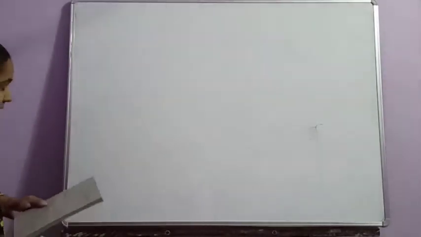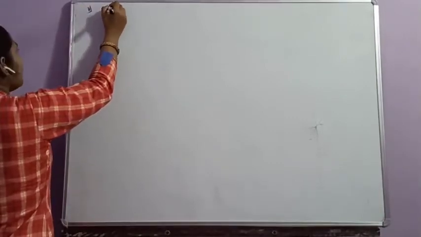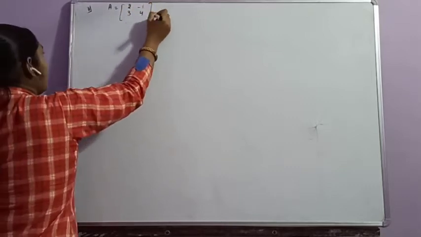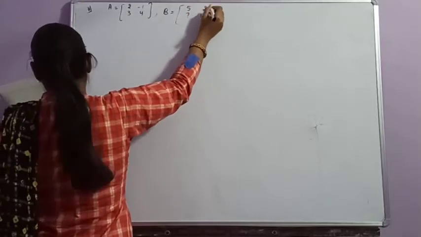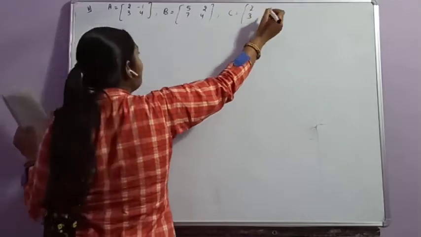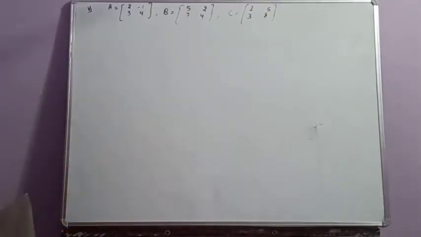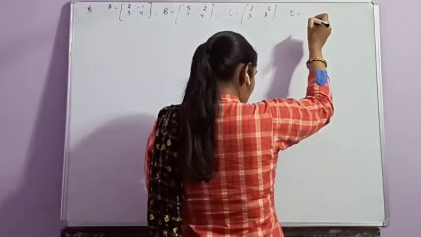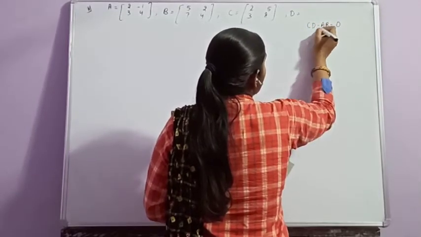First is, let A matrix be equal to [2, 3; -1, 4], B matrix equal to [5, 7; 2, 4], and C matrix equal to [2, 3; 5, 8]. We have to find a matrix D, and we know that CD minus AB is equal to the 0 matrix.